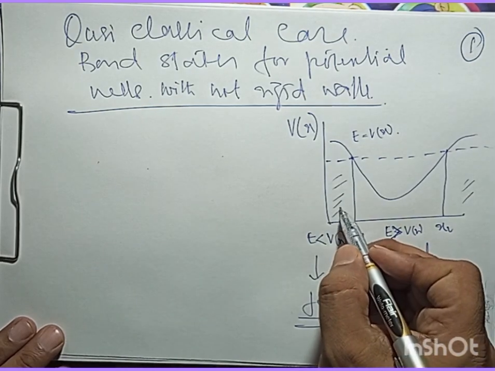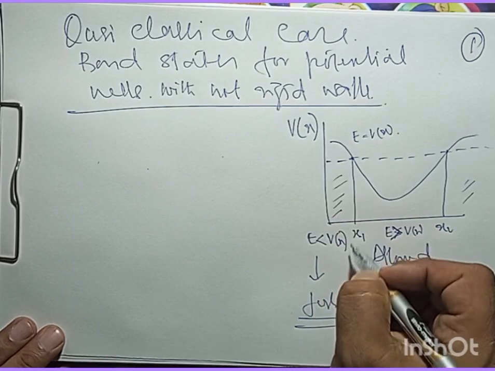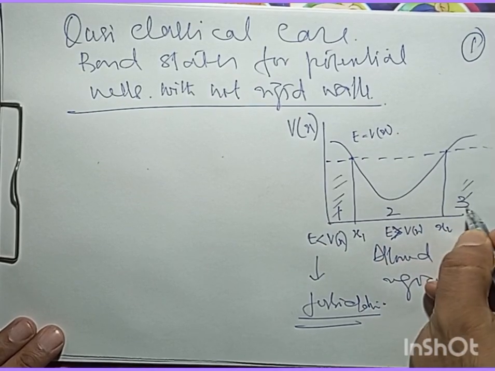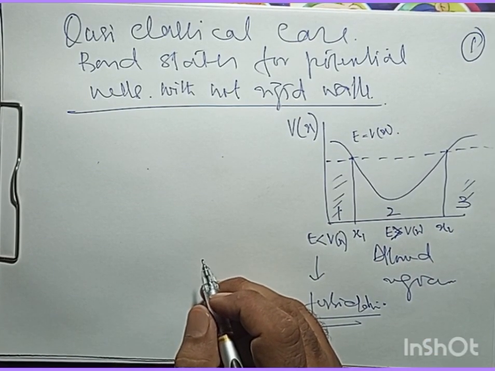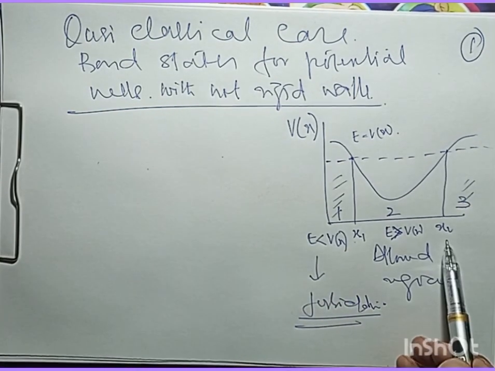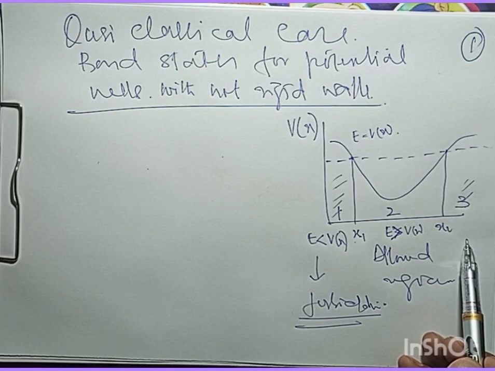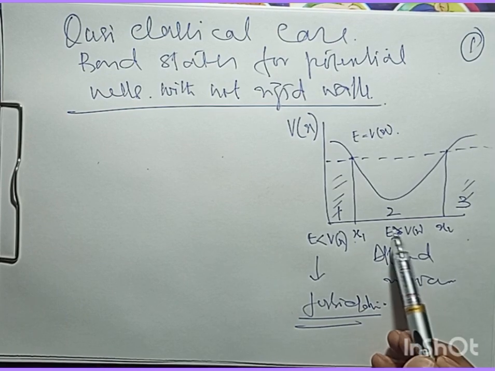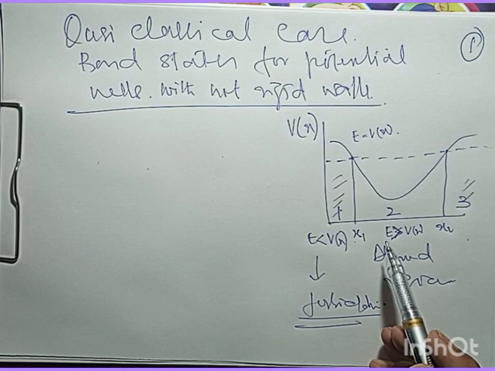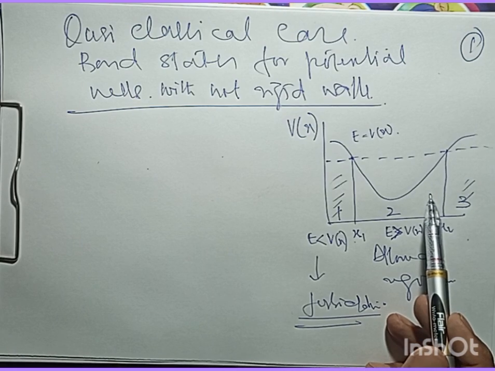So if I divide this potential with no rigid walls into three regions, let me call them region 1, region 2, and region 3. What is important is that x less than x1 and x greater than x2 are classically forbidden regions, and between x1 and x2 we have the classically allowed region. Then x1 and x2 are the classical turning points.